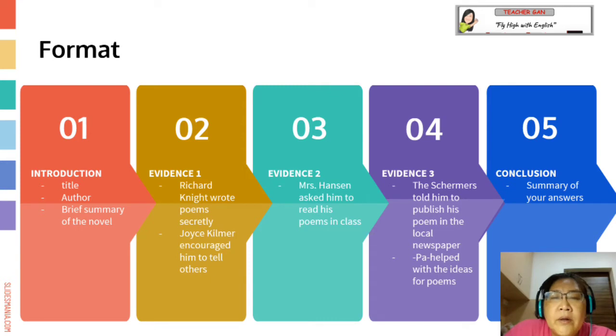Okay, then you have paragraph 3, where you have evidence 2. You can write about Mrs. Hanson, who asked Richard to read his poems in the class. And then you can have paragraph 4, where you have evidence 3. The Shermans told Richard to publish his poem in the local newspaper. And also about Pa, who helped Richard with the ideas for his poems. And lastly, number 5, the last paragraph, is a conclusion where you write the summary of your answers or your evidence.